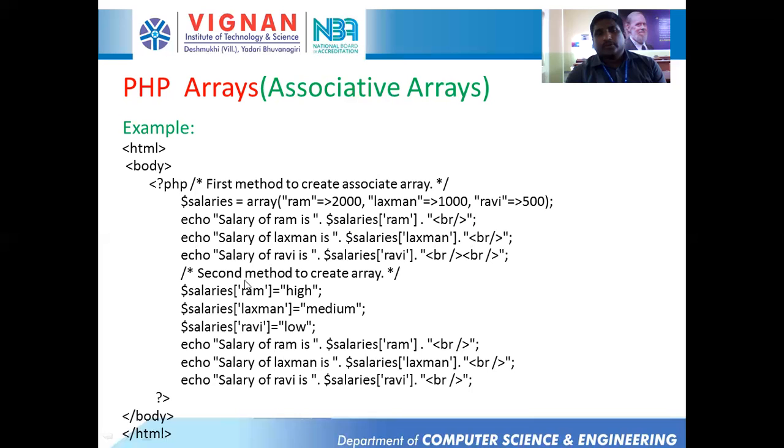The next method to create one: suppose we straight away assign strings to the indexes. So salaries of the first index is Ram, the second index is Lakshman, and the third index is Ravi. You need to keep in mind that associative arrays have indexes as strings. That's all. We will see the output of this later.